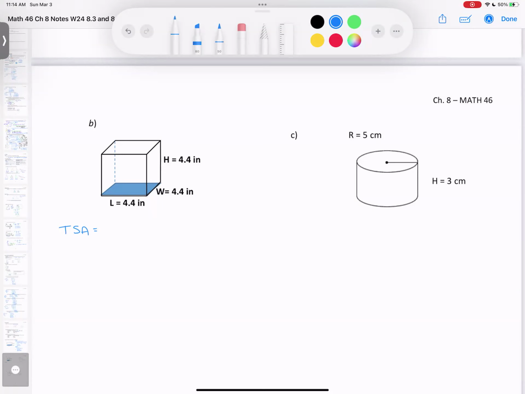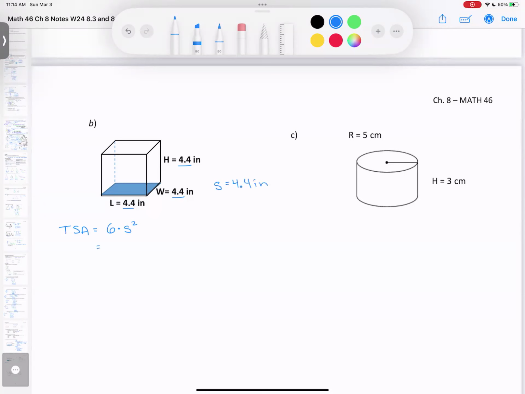We could use the rectangular solid formula, or if you notice, the length, the width, and the height are all the same in this rectangular solid, which makes it a particular kind of rectangular solid, which is a cube. And so if you look at your formula sheet, you'll see the total surface area of a cube is 6 times s squared, where s is the length of a side. So in this case, then s is 4.4 inches.